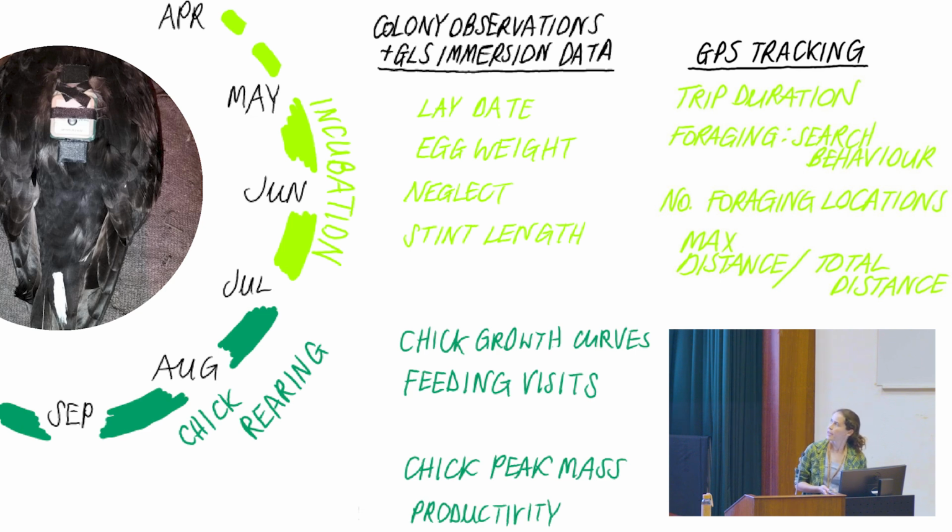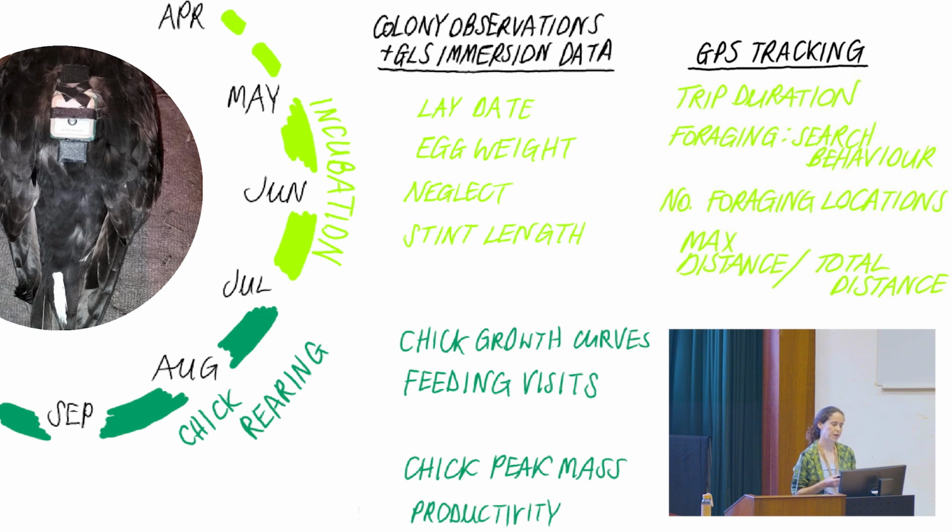And yeah, that's from geolocator and observation data. And then from GPS data, because we'd also observed some differences in the tracks, I looked at trip duration. I wanted to look at the difference between the proportion of time spent foraging to searching. I thought if they were having to search more, they would have to go to a lot more foraging locations. And then I also wanted a metric of how directed they were in terms of where they were going to go. So I looked at the maximum distance from the colony and divided by the total distance.